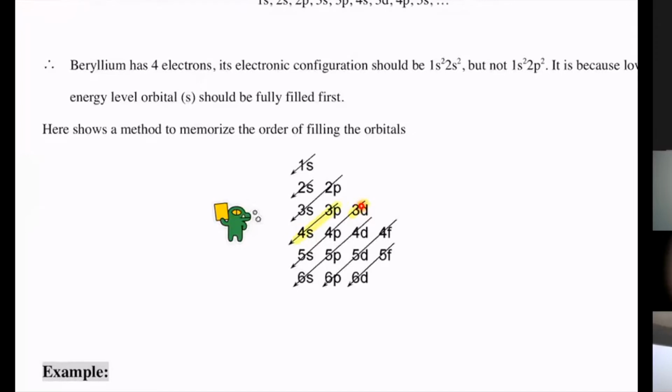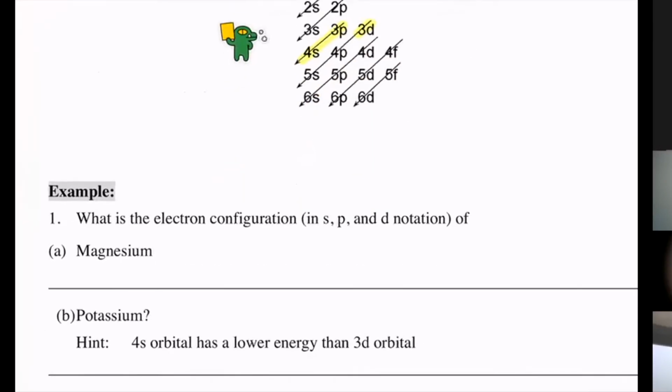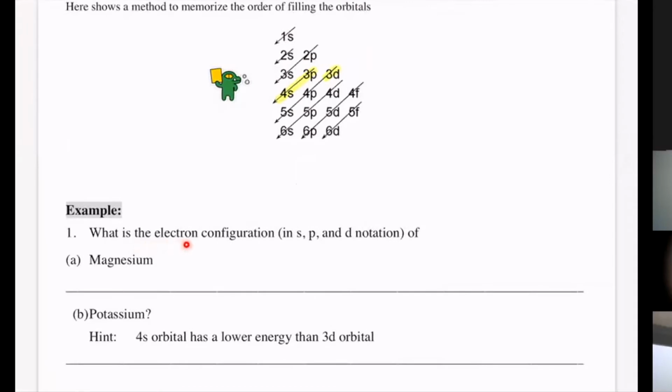Okay, so we're gonna see some examples. After you arrange those subshells like this, you're gonna draw parallel arrows like this. So you're gonna fill in 1s first, and then 2s, and then 2p followed by 3s, and 3p followed by 4s, and then 3d. Okay, so take a look at the example here. What is the electron configuration in spd notation of magnesium?